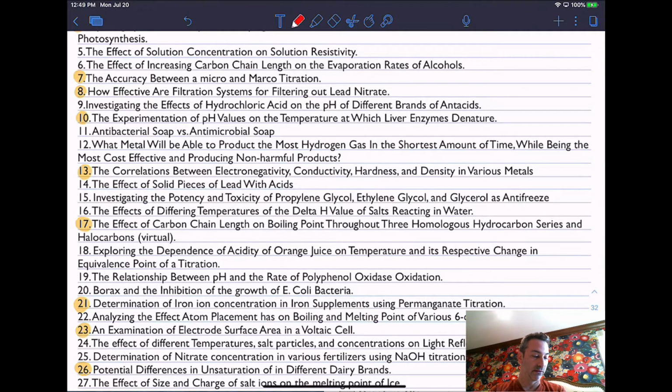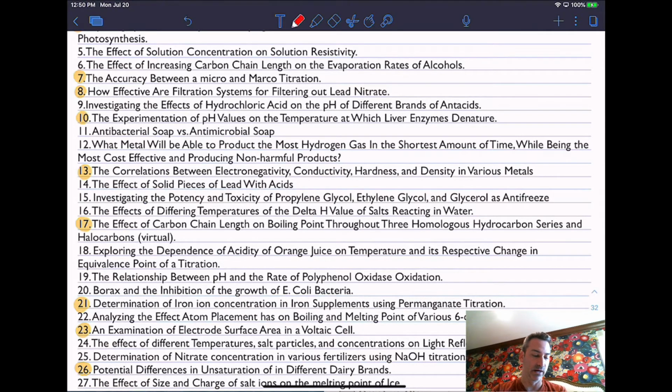Number 8: how effective are filtration systems for filtering out lead nitrate? This was during the Flint, Michigan crisis. The problem with this experiment was that first they had to find different filtration systems, so they were using Brita pitchers and PUR pitchers and other things like that. Then they poured lead nitrate through and tried to precipitate out any lead nitrate that was left. But how many times can they use the filter? They didn't really test that. It had a lot of issues. They couldn't really get a lot of data points, so that wasn't a great result for them.